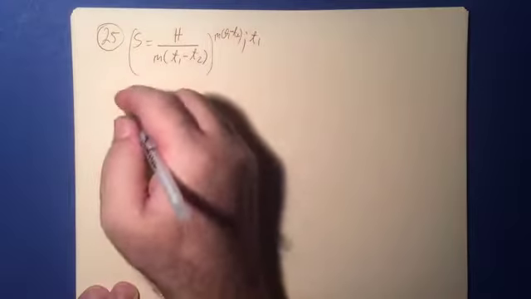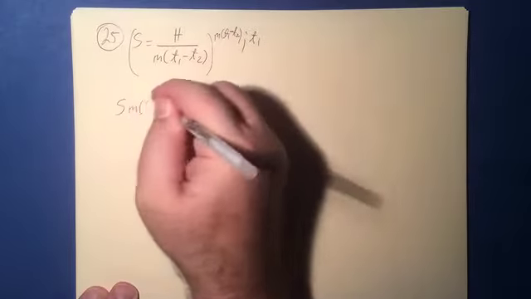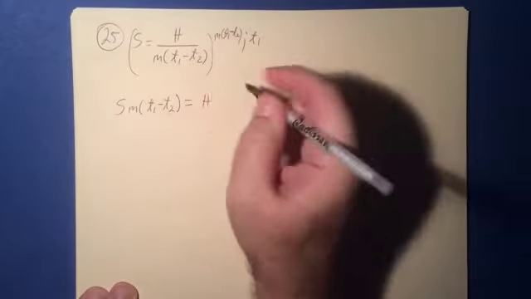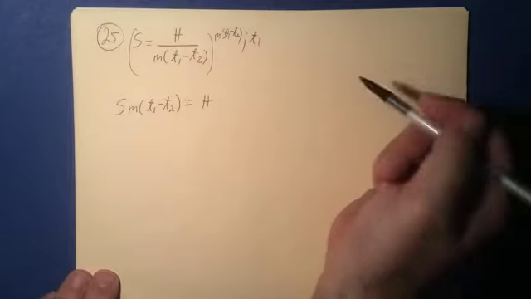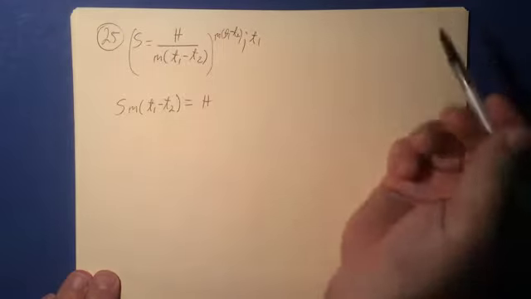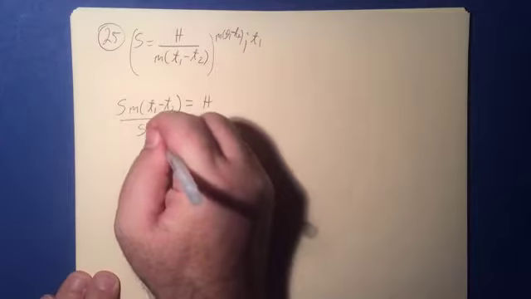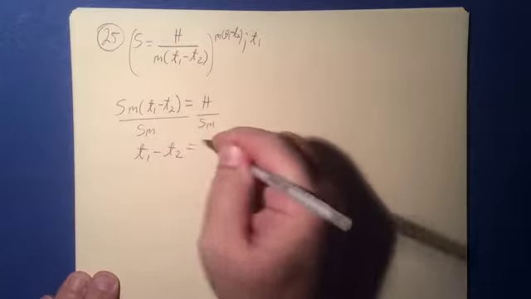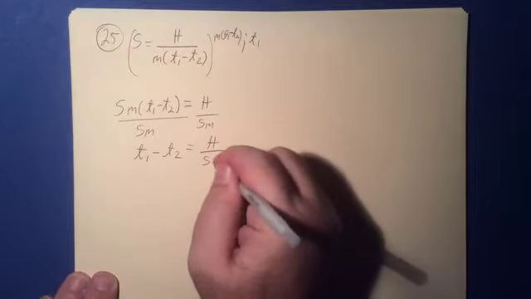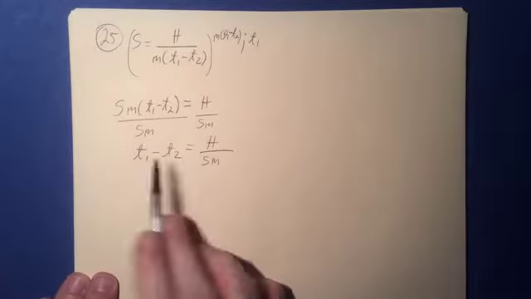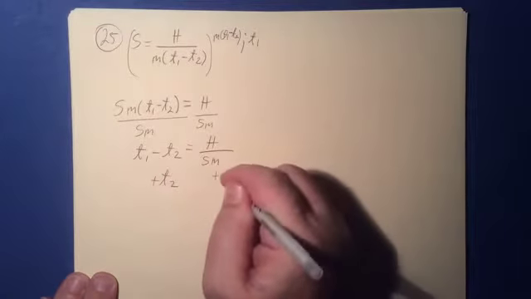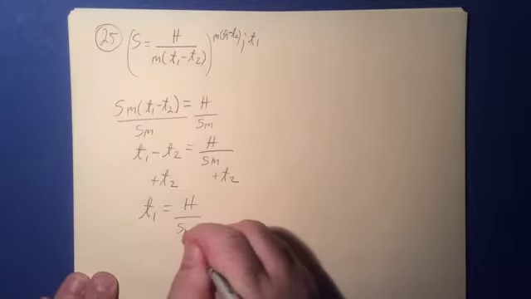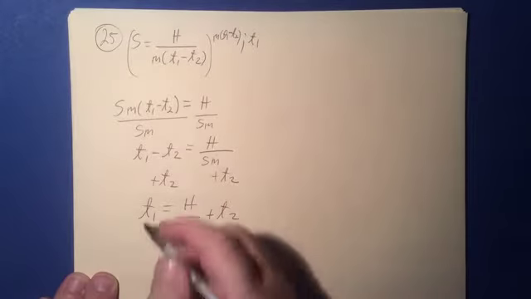When I multiply the S by that, that's going to be S times M times T sub 1 minus T sub 2 equals H, because this is going to cancel altogether. Next, I want to try to get T sub 1 minus T sub 2 by itself. So I'm going to divide both sides by SM. So T sub 1 minus T sub 2 equals H over SM. And now if I want to get T1 by itself, I'm going to add T sub 2 to both sides. Well, I'll get T sub 1 equals H over capital SM plus T sub 2.